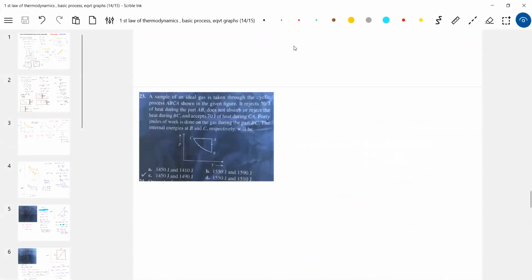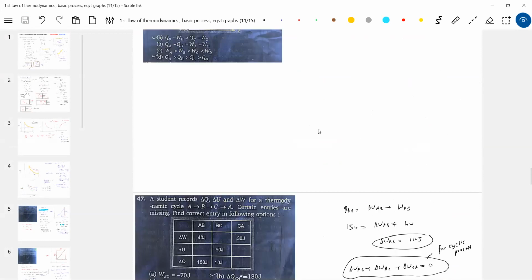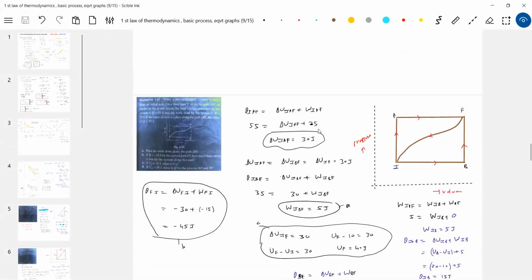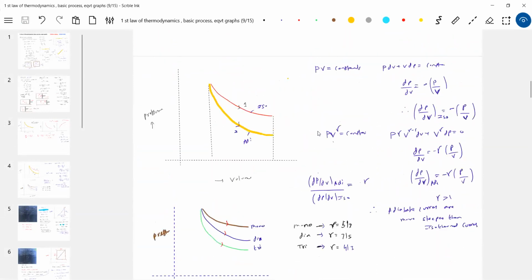Okay, the remaining problems I have given, please work them out. First law of thermodynamics: this one, and this 2. Two problems I left over.